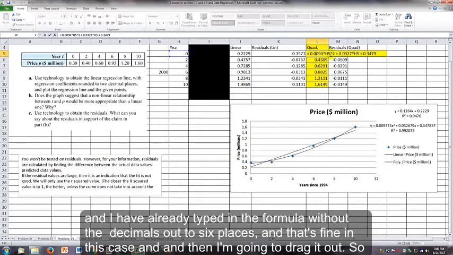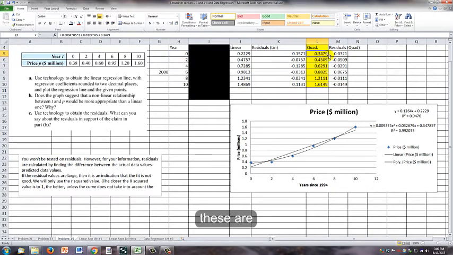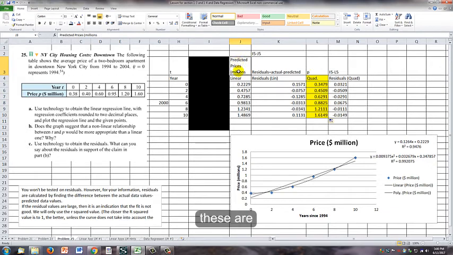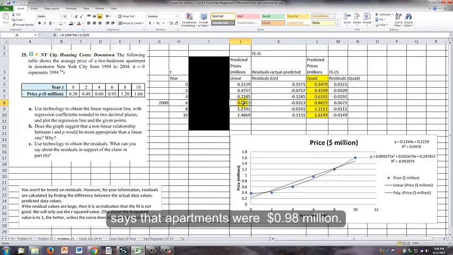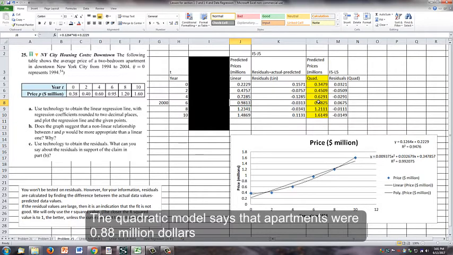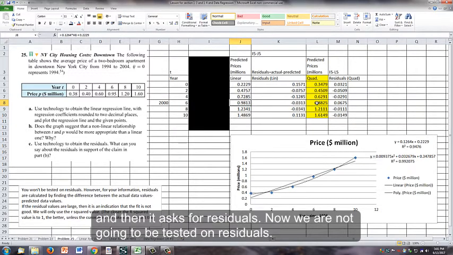Okay, so the quadratic model, again, you would type in the formula, and I have already typed in the formula without the decimals out to 6 places, and that's fine in this case. And then I'm going to drag it out. So these are the predicted prices in millions based on the quadratic model. So in 2000, the linear model says that apartments were $0.98 million. The quadratic model says that apartments were $0.88 million.